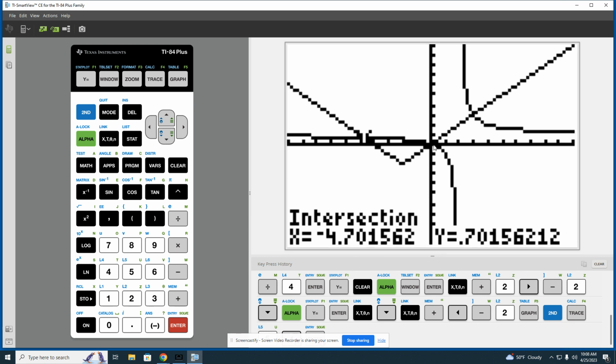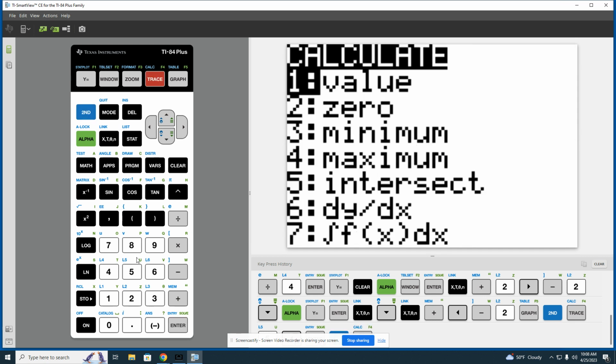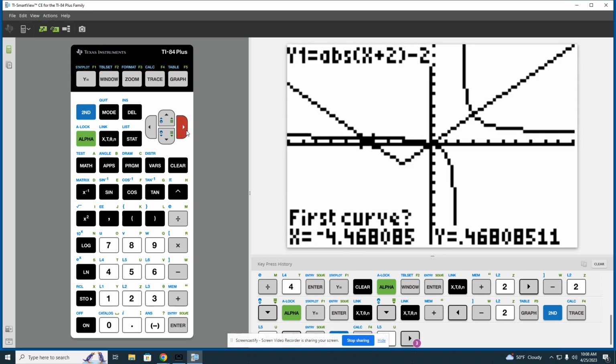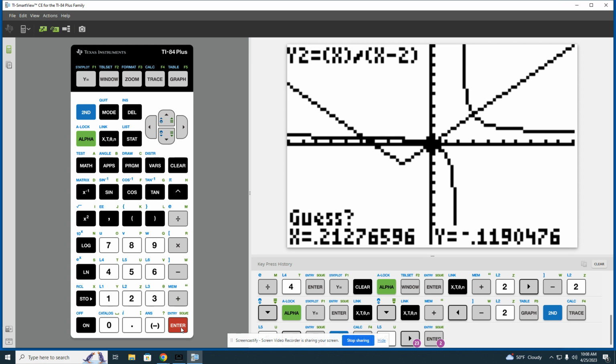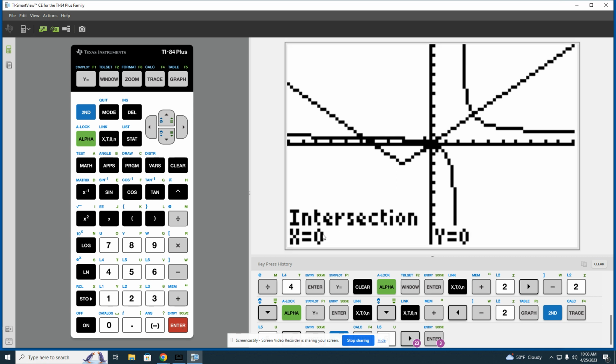Let's find this one right here. Y'all probably know what it is, don't you? What's it look like? Let's see. Second trace, number 5. Let's get over here closer to it, and let's push enter 1, 2, 3 times. And sure enough, Grace, you were right. 0.